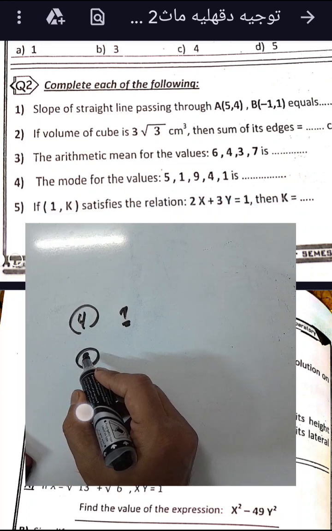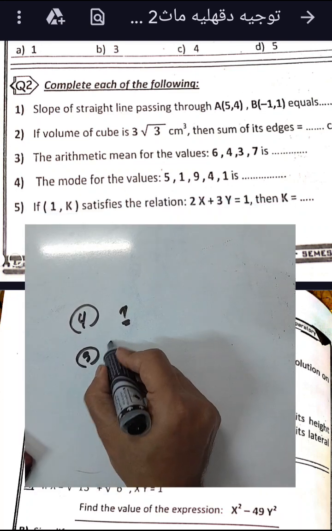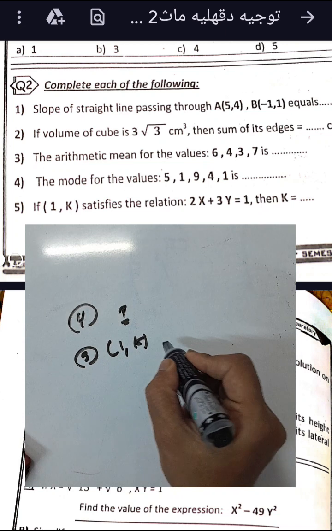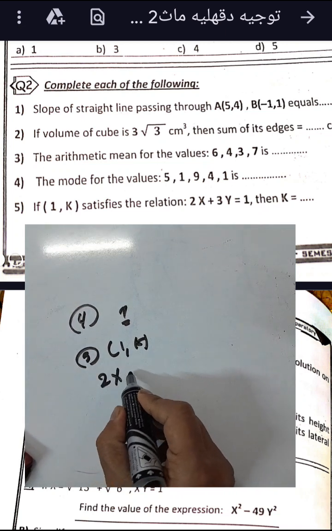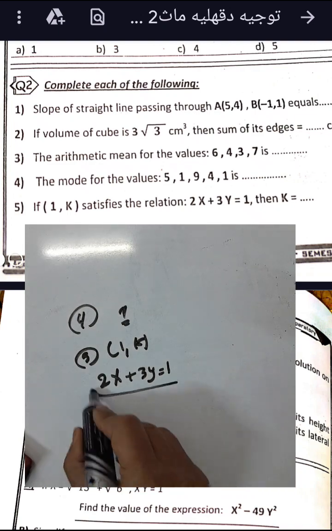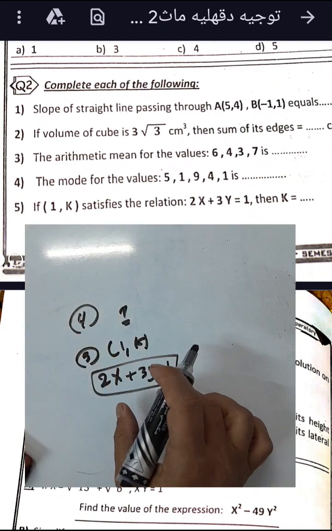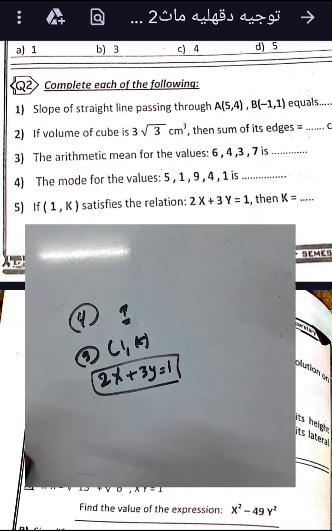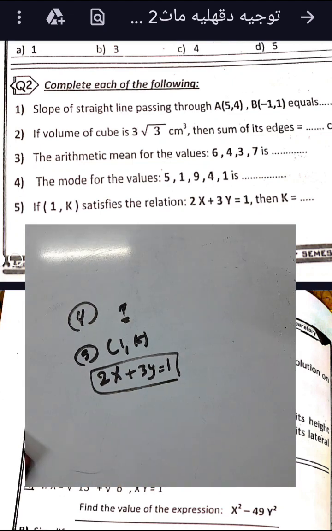Question number 5. If (1, k) satisfies the equation 2x + 3y = 1, then k equals what? This point satisfies the equation, so this point belongs to the straight line. Then we can write x = 1 and y = k.